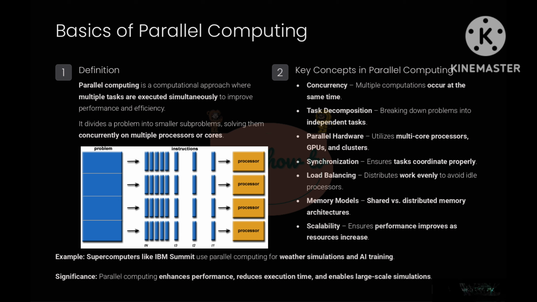We'll discuss this later. Lastly, scalability means that as we add more processors, performance should improve, and this is a key goal in parallel computing. Example: supercomputers like IBM Summit use parallel computing to perform complex simulations like predicting weather or training AI. Why important? Because parallel computing saves time, handles large problems, and powers modern technologies like AI and big data.